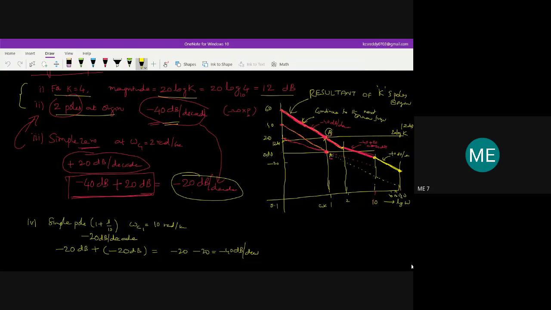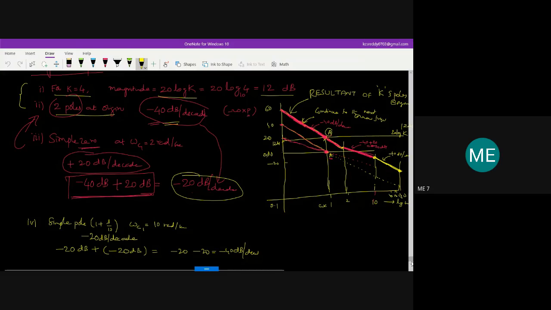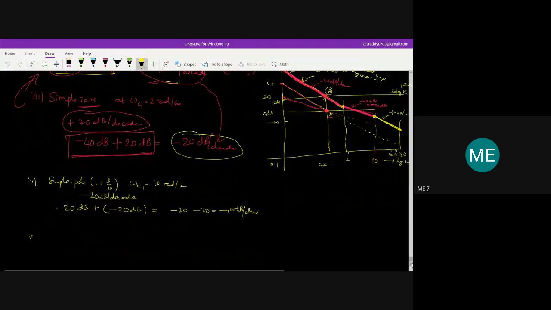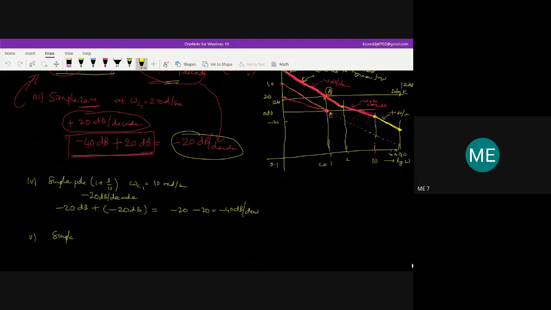Similarly, the next, at omega c equal to 40, the fifth factor is the simple pole 1 plus s by 40, means at omega c1 equal to 40 radians per second. From 40 radians per second, it is going to come into the picture. I mean, it is going to contribute to the magnitude plot. Even though this is a simple pole, this contribution is minus 20 dB per decade.